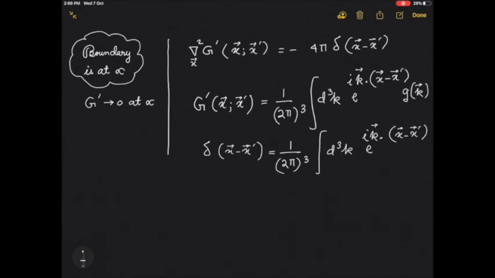So what we do is we put this back into our equation for G. Let's calculate first what is grad square G prime. The only thing in the right hand side of the expression for G prime in terms of this integral that depends on x is this e to the power quantity. So the integral is on k, and the gradient operation directly goes inside.